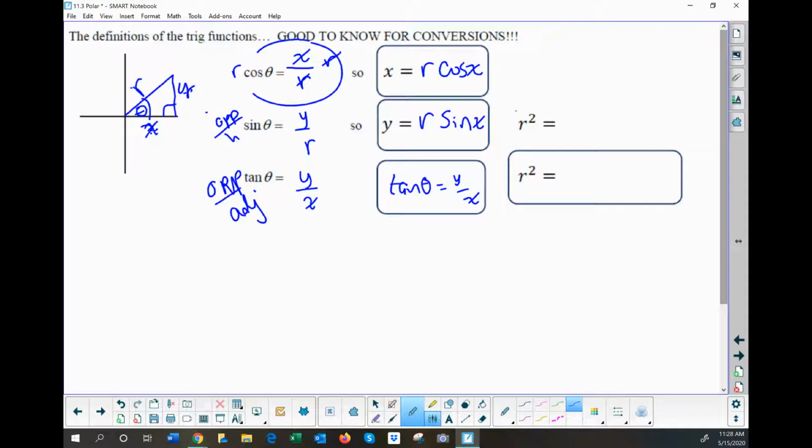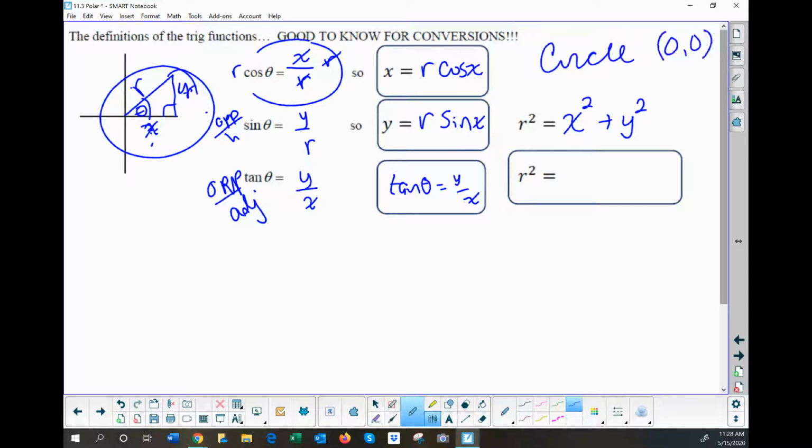R squared. Well, r squared, this is a right triangle, so I can use the Pythagorean theorem to come up with x squared plus y squared equals r squared. Or you could even think of the equation of a circle centered at 0, 0, right? With a radius length of r.